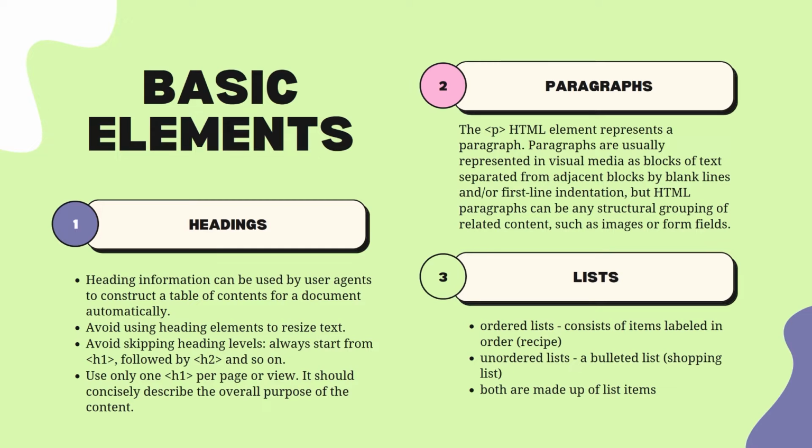The third thing you need to know about are lists, and there are 2 different types. There are ordered lists, which consist of items that are labeled in a specific order, like a recipe that has steps that need to be completed in a certain series for a certain outcome. And the second is unordered lists, which are a bulleted list of items that don't really have a specific order to them, things like a shopping list. Both types of lists contain list item elements that are denoted by LI tags.